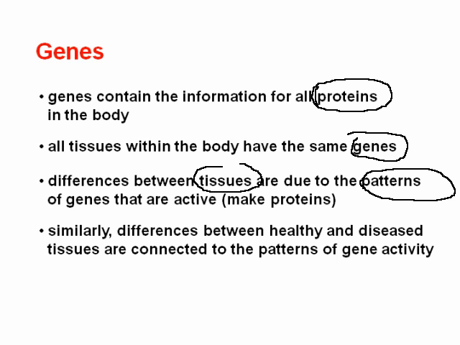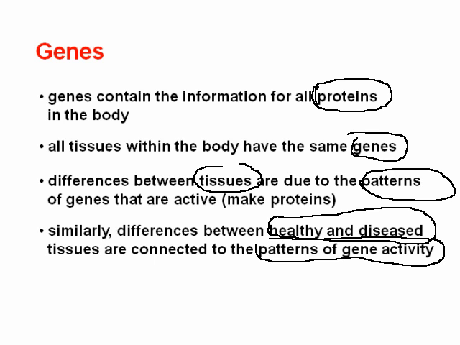And the same concept then applies to health and disease. So osteoarthritic cartilage is different from healthy, normal articular cartilage. And one of the reasons it's different is that the pattern of gene activity is changing. They have the same genes, but the pattern of gene activity is different.